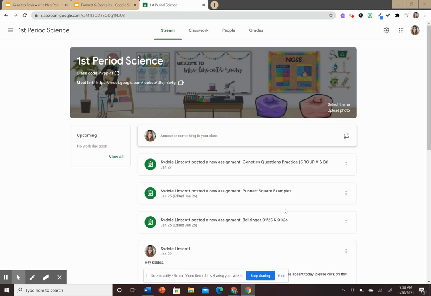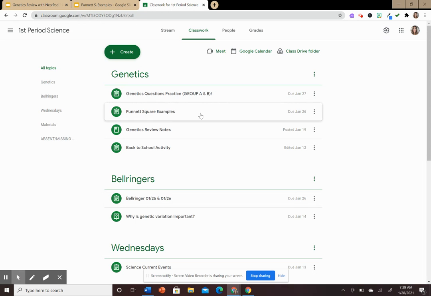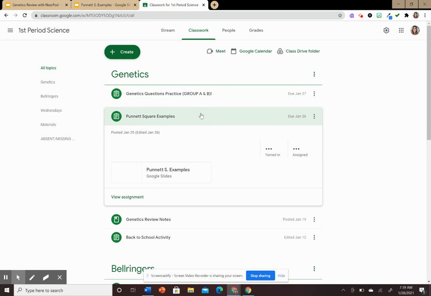Okay, I just wanted to take a couple minutes to show you how to do the assignment I posted. You're going to want to go to classwork. If you are missing this one right here, Punnett Square Examples, this was due January 26th. As you can see, a lot of people still haven't turned it in. So if you're one of those people, or maybe you were absent and you are forgetting how to complete the Punnett squares, then make sure that you are watching this.